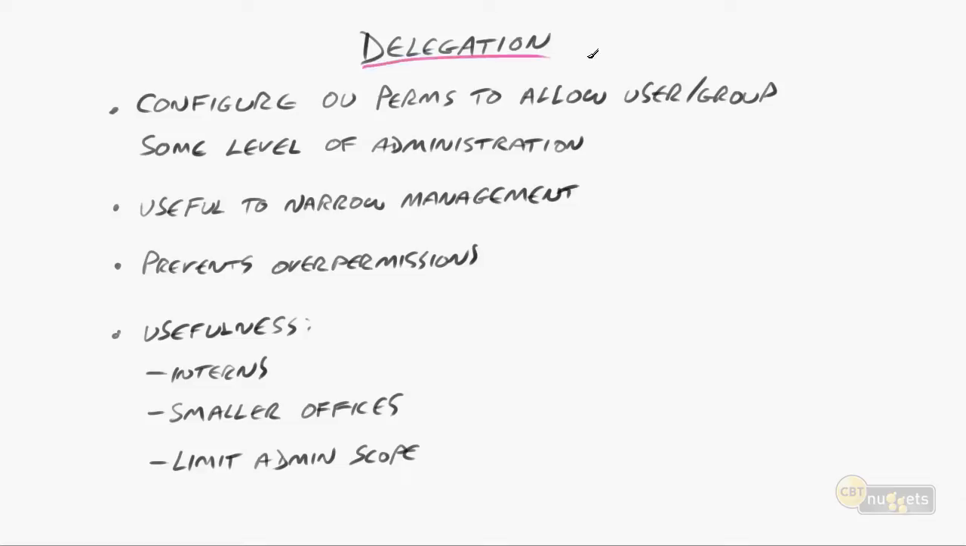This really follows nicely on our previous discussion of organizational units because you use the delegation of control wizard on organizational units. You can't use it on containers, for example, just on OUs. What we really do with this is we configure the organizational unit permissions, and we want to allow specific users, or more likely groups, to have a certain level of administration. So maybe somebody's not a domain admin, and we don't want them to be. That's too much power. However, in their own regional office, let's say again down in Tucson, we want that person to be able to reset passwords for any users down there.